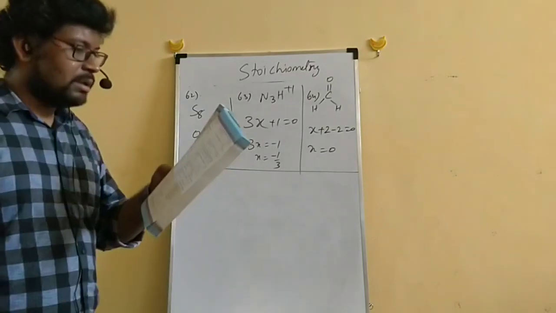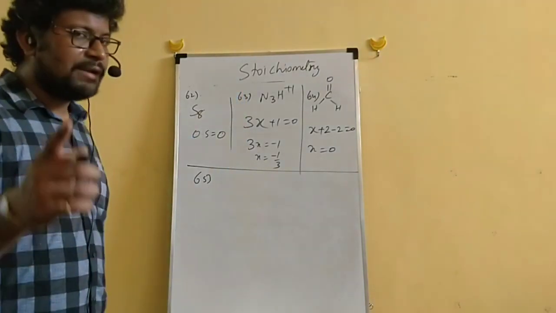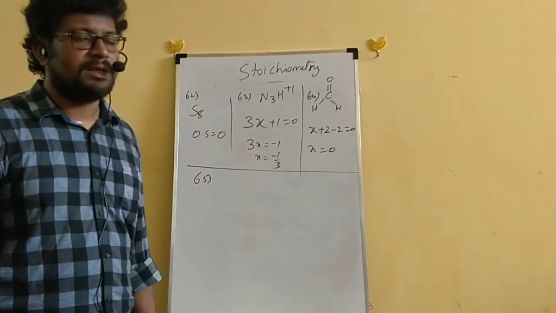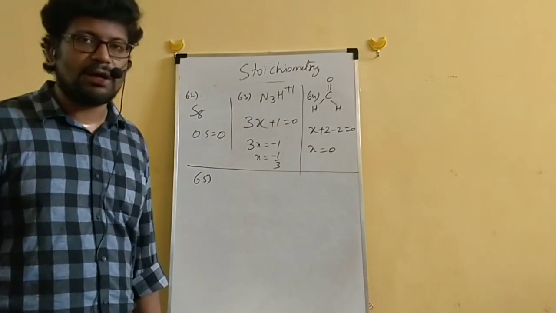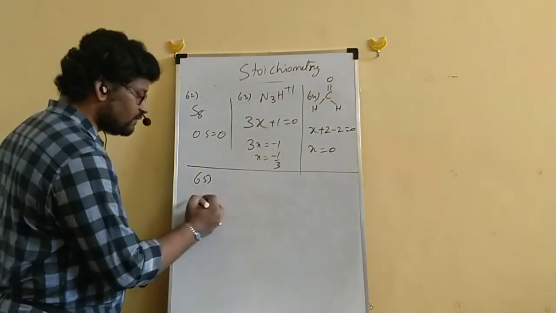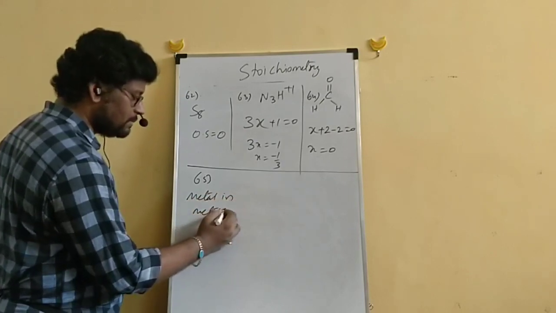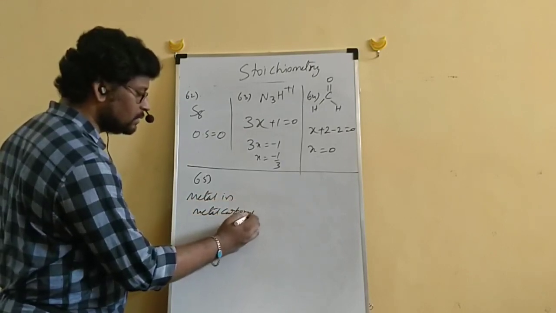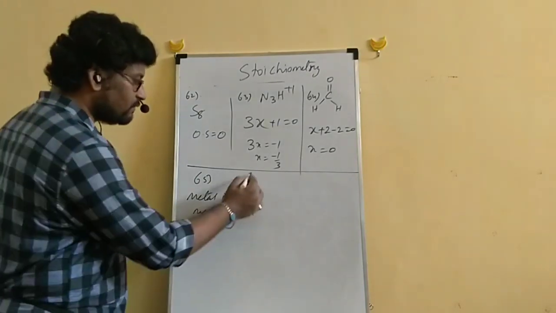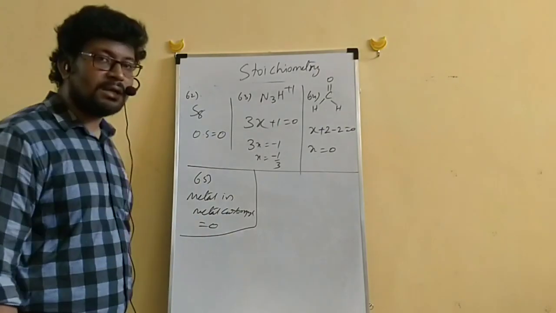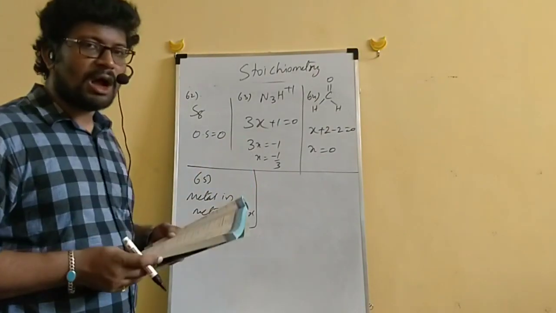65. Oxidation state of nickel in Ni(CO)4. If you remember, in coordination compounds, the oxidation state of any metal in a metal carbonyl is equal to 0. Oxidation number of any metal in a metal carbonyl is equal to 0. That's why nickel in Ni(CO)4 has oxidation state 0.